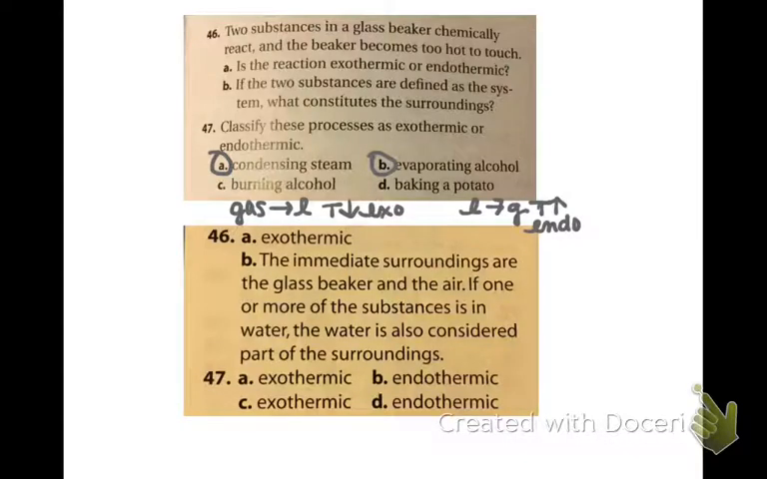Obviously, if we burn something, that's exothermic in letter C, and then D, baking a potato. Again, we're raising the temperature, we're adding heat to the potato, so it's absorbing heat, and so that would be endothermic.